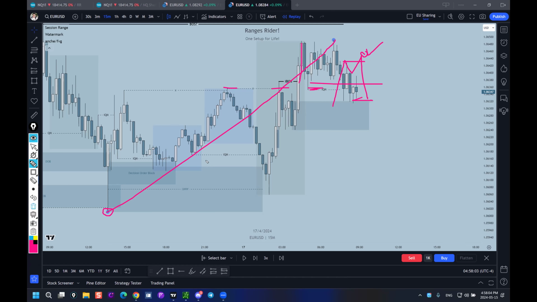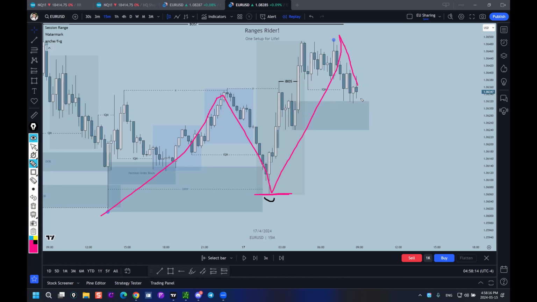And it's kind of like an internal range point. Could be, but if the market wants to go up, maybe it should respect this one.